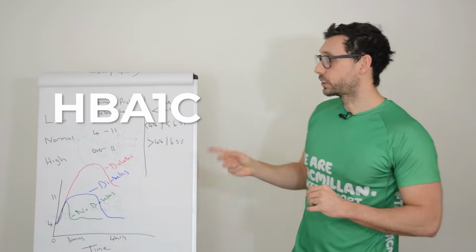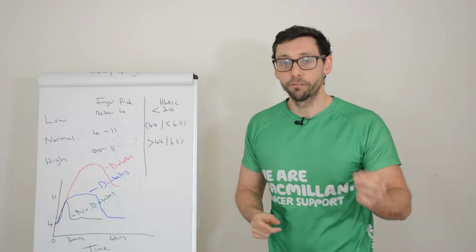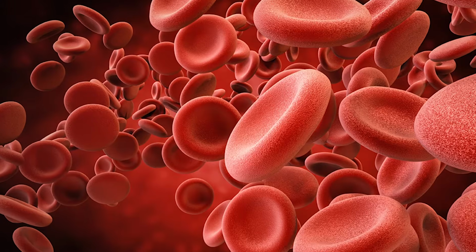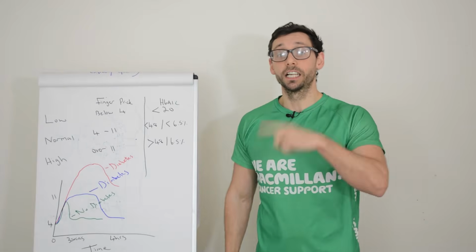So let's look at the HbA1c. As I said, the HbA1c is your 3-month average. So we can look back and see how much glucose is sticking to your red blood cells, and your red blood cells last 3 months in your body.